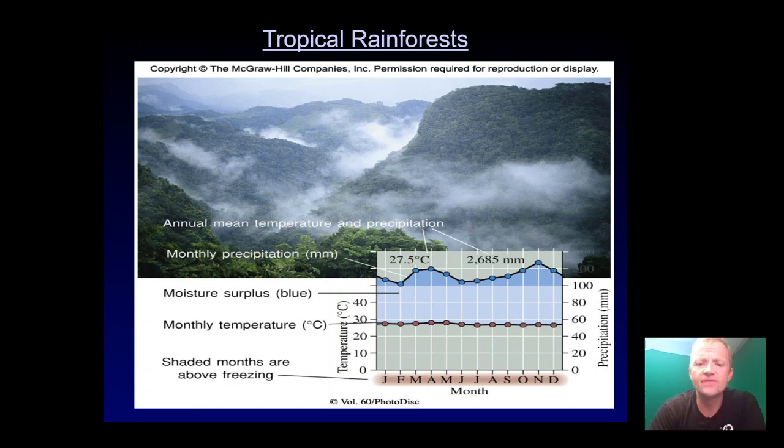Here's a graph to look at. This is just another graphic like the one I showed you earlier, but it really says this is what makes up a rainforest. It stays at a very constant temperature all year round, and it gets a high amount of rain all year round as well. So that dictates a tropical rainforest.